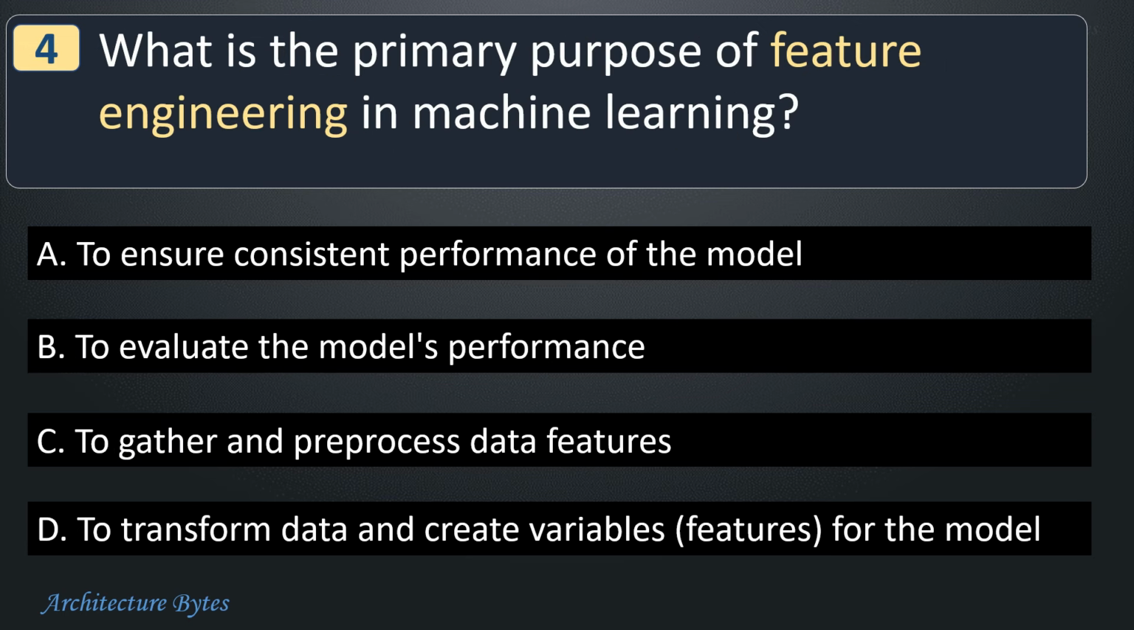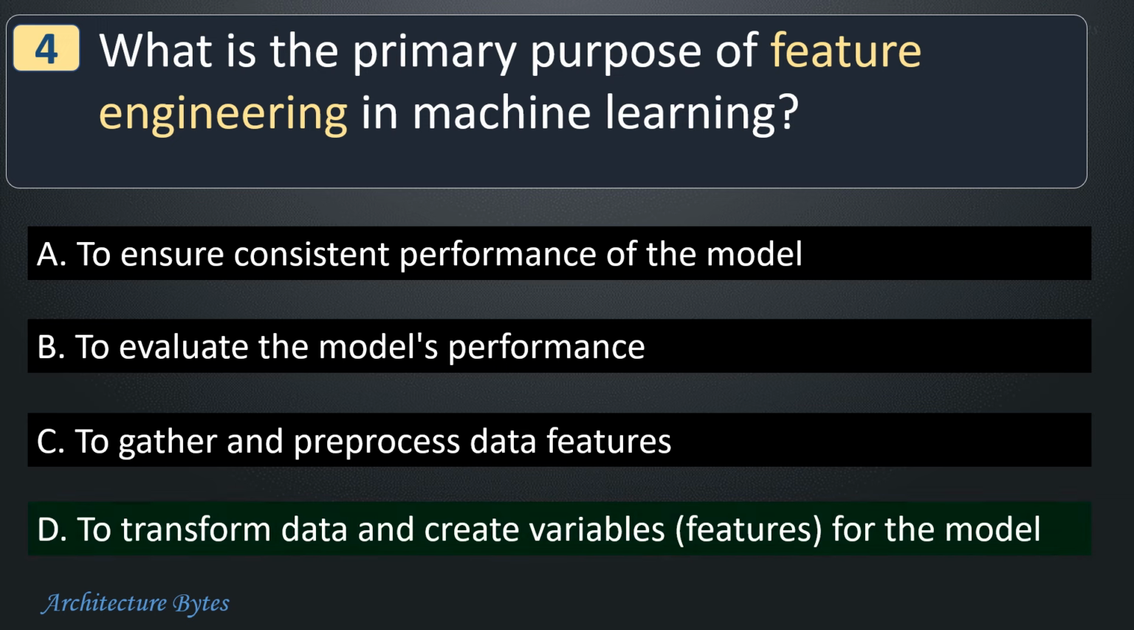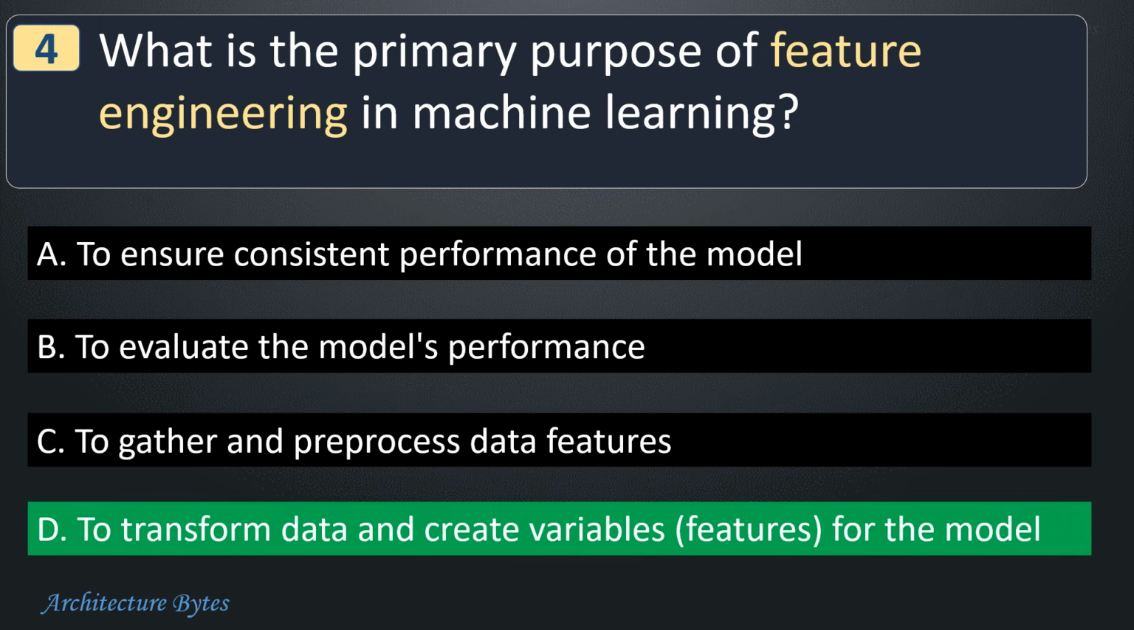What is the primary purpose of feature engineering in machine learning? Option A, to ensure consistent performance of the model. B, to evaluate the model's performance. C, to gather and pre-process data features. D, to transform data and create variables or features for the model. Option D, to transform data and create variables or features for the model, is the right answer here.